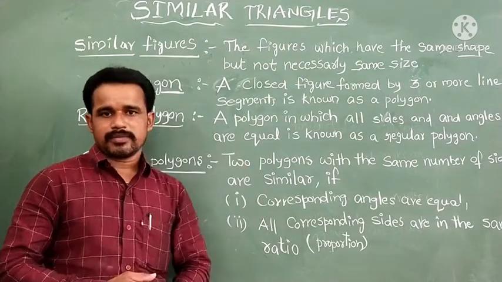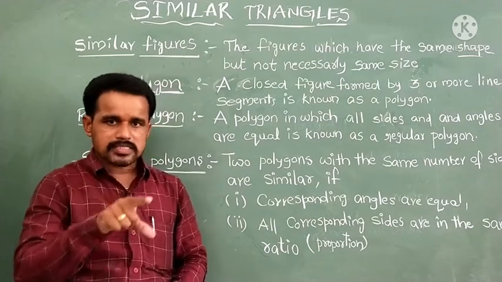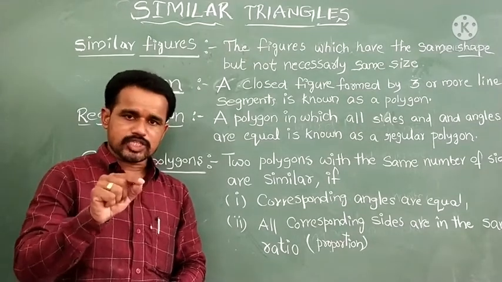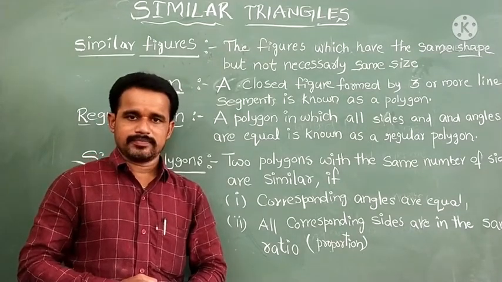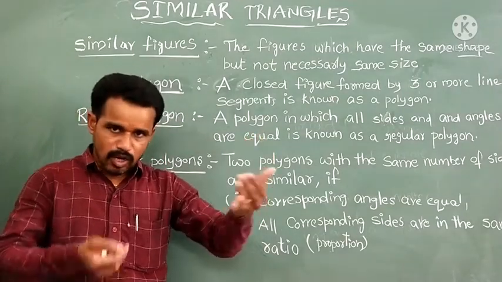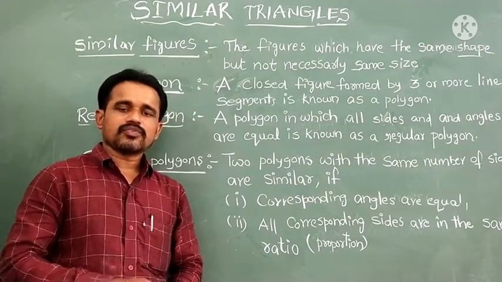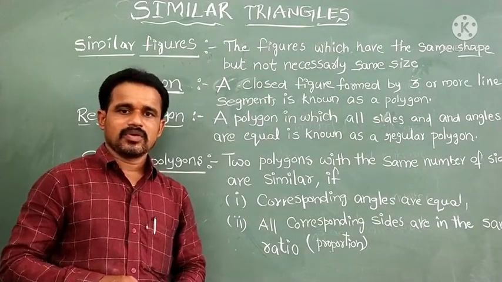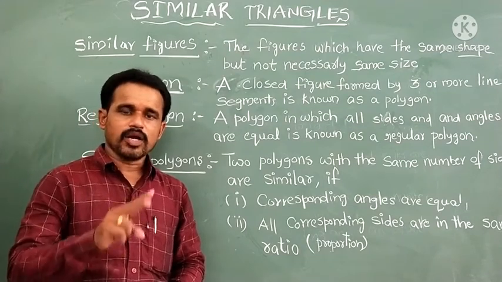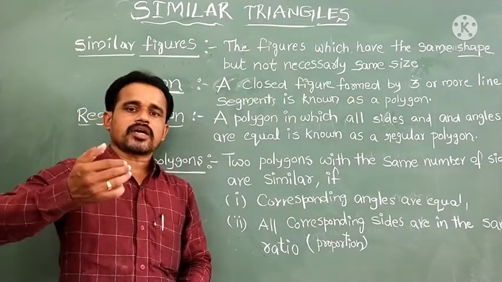Next, regular polygon. What is a regular polygon? A polygon in which all sides and all angles are equal is said to be a regular polygon. Next, generally we have seen similar figures. Now we are going to apply that similarity concept to our polygons. If two polygons are said to be similar, what do we have to check? First of all, those two polygons should have the same number of sides. Then only we will take the concept of similarity.